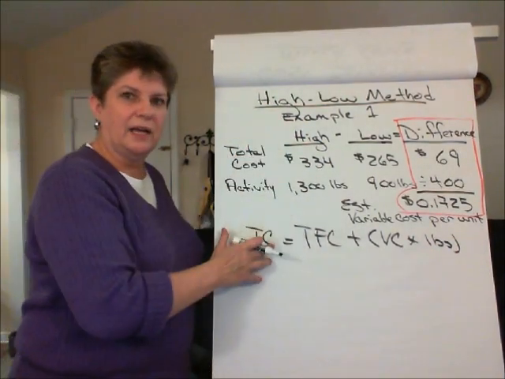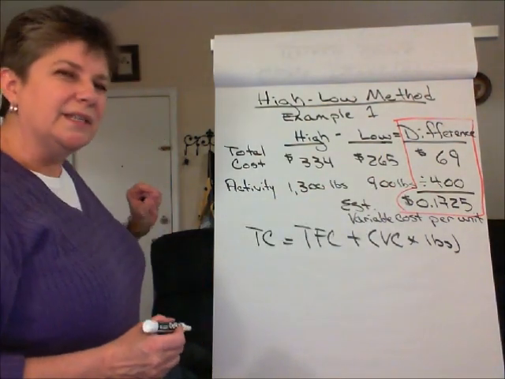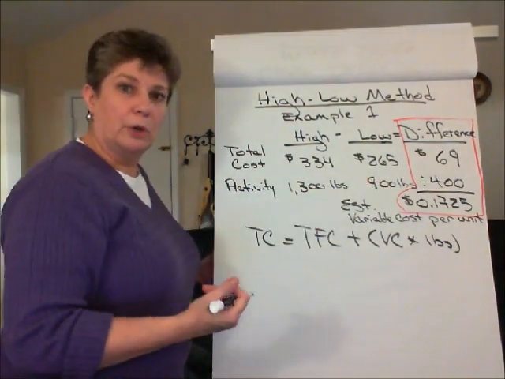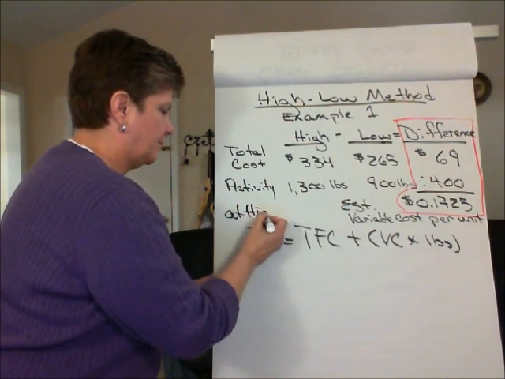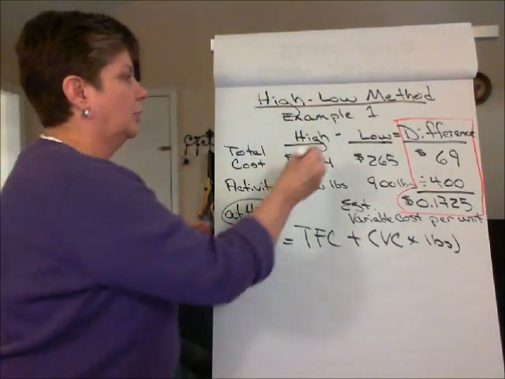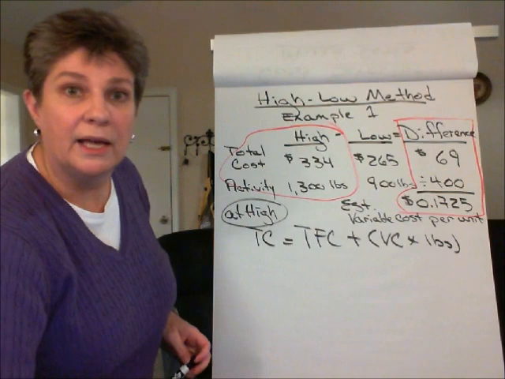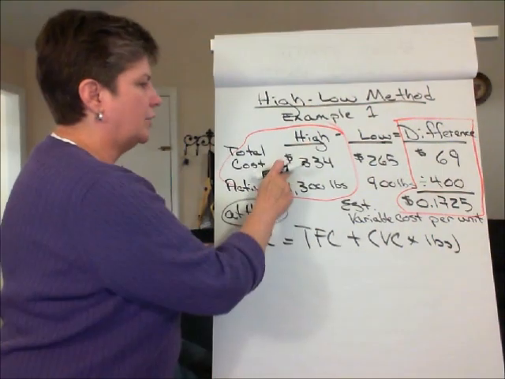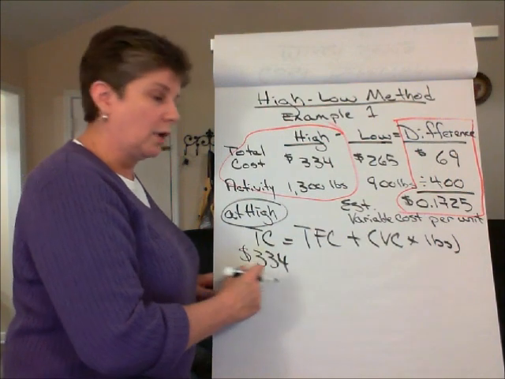So we pull in data from the high and the low and what we calculated as the estimated variable cost. And it doesn't really matter whether you choose the high or the low, but you should choose that for which you already have the data. So we're going to do this at the high. And you want to be very careful when you're doing this to make sure that you pull the right information. If we're calculating this at the high, we need the total cost at the high and the activity at the high. So total cost at the high is $334, so we plug that into our total cost formula.